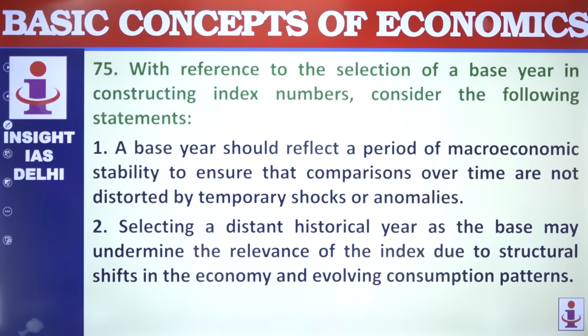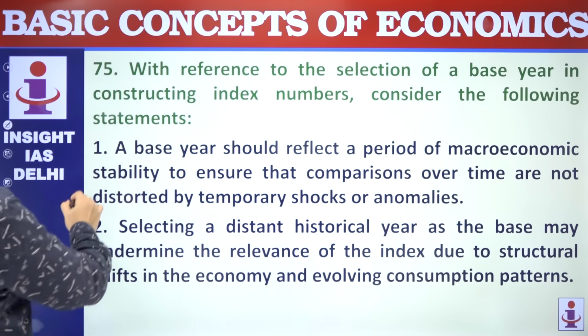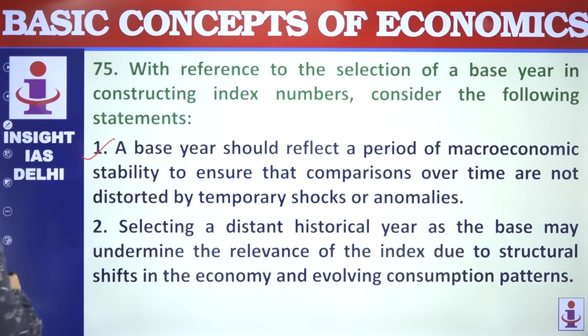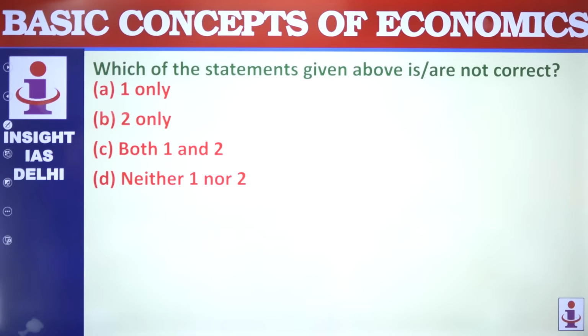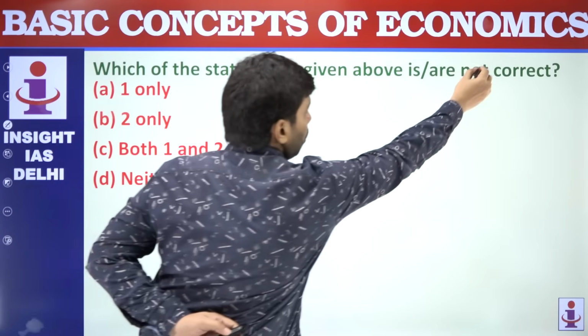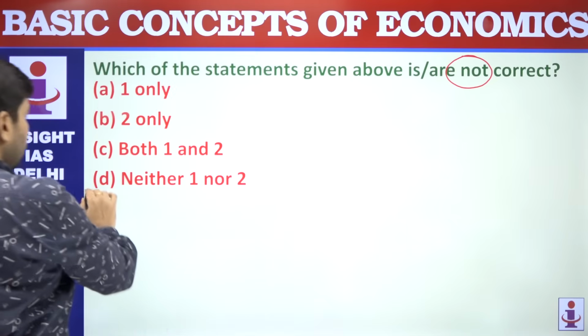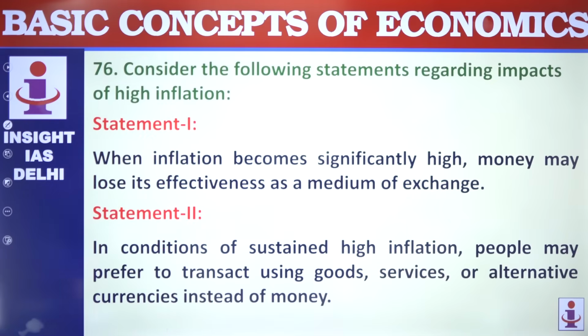Base year should reflect a period of macroeconomic stability to ensure that comparisons over time are not distorted by temporary shocks or anomalies. Yes. Selecting a distant historical year as the base may undermine the relevance of the index due to structural shifts in the economy. Yes, both these statements are correct. Question is asking about not correct. So option D will be the correct answer.